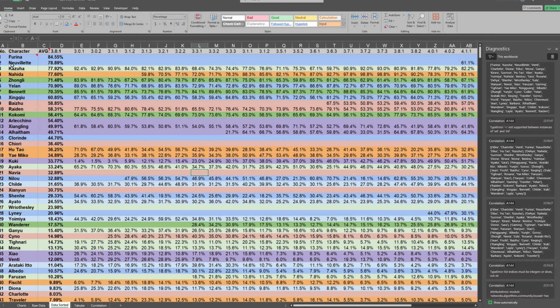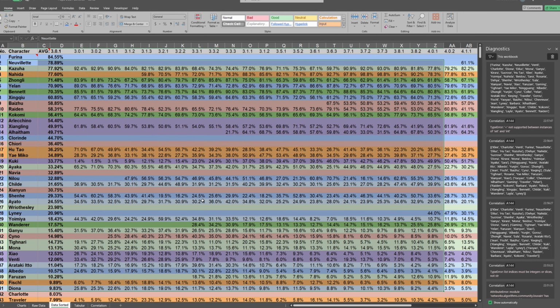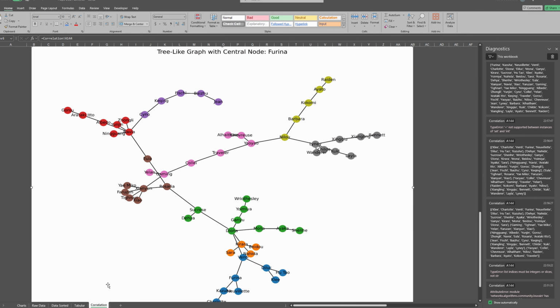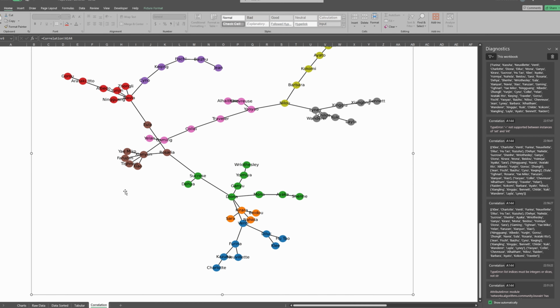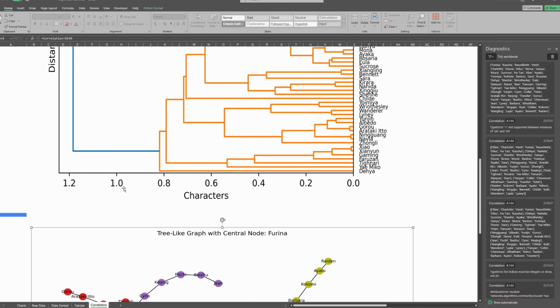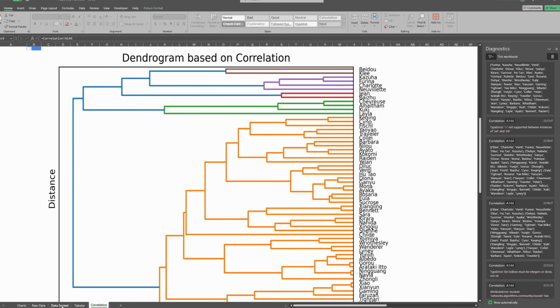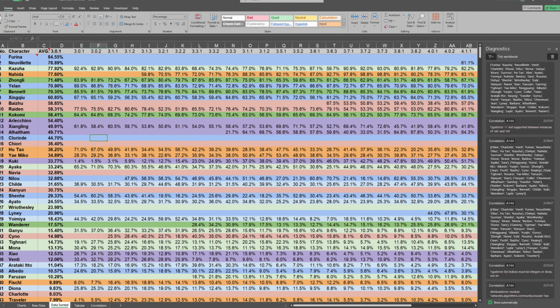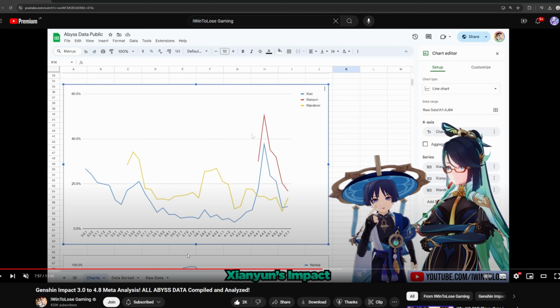How do you take a lot of data about the meta in Genshin Impact and turn it into beautiful and yet simple to interpret graphs? Well, that is what today's video is going to be all about. But before we begin, I first have to thank I Win to Lose Gaming for giving us this data set and making the spreadsheet publicly available.